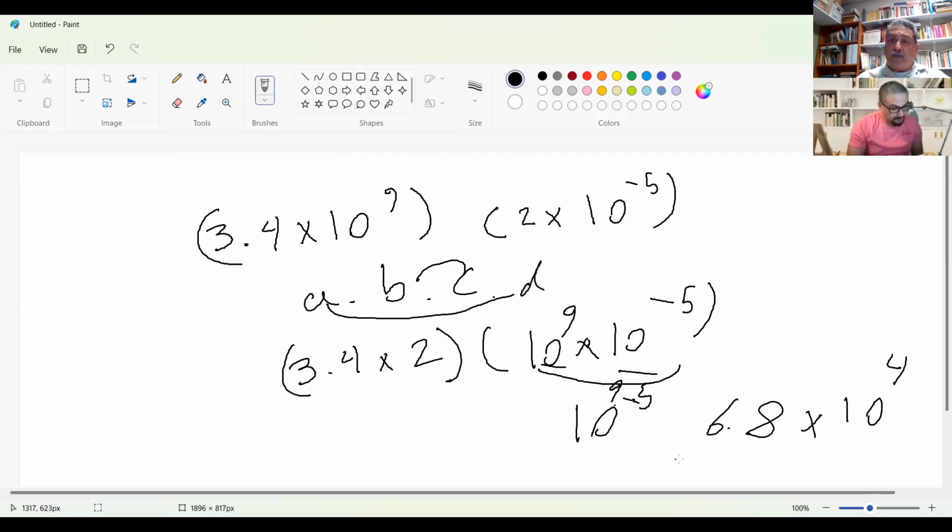If I want to change it into decimal, all I have to do, remember, is move this decimal point 4 times toward the right, that direction, because my exponent is positive. So I put 6.8, 1, 2, 3, 4. The whole thing is equal to 68,000. All right.